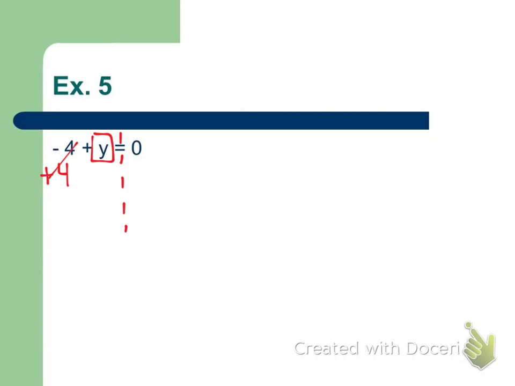But if I do it on one side, you've got to do it on the other side of that line, the other side of my equation. 0 plus 4 is 4. Y equals 4.